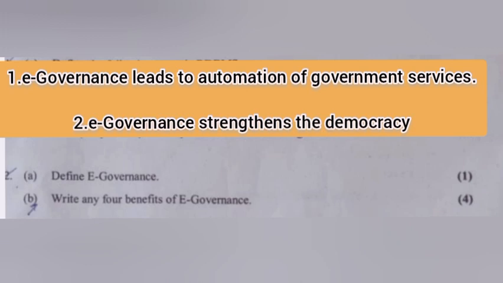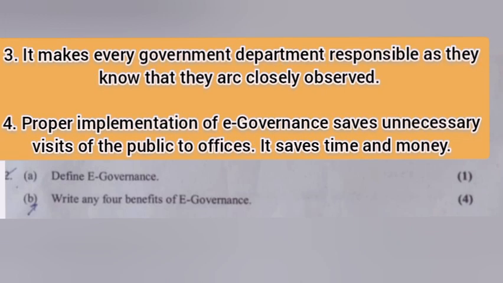B. 1. E-governance leads to automation of government services. 2. E-governance strengthens democracy. 3. It makes every government department responsible as they know that they are closely observed. 4. Proper implementation of e-governance saves unnecessary visits of the public to offices. It saves time and money.